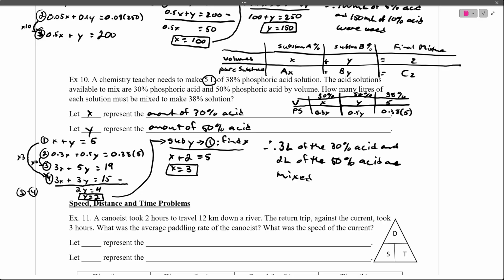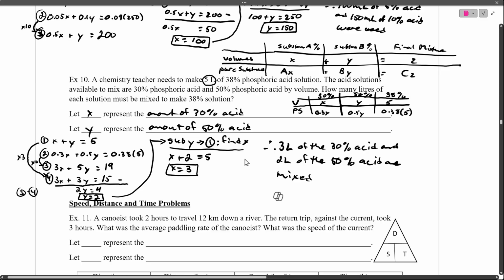Now we're going to get into our speed, distance, time problems. Now these ones are still the same idea. We're going to use a table structure again for these ones. However, the table is definitely going to look a little bit different. And depending on the wording of the problem, these questions can look very different, even though they're still very related. So let's start off with the first one.